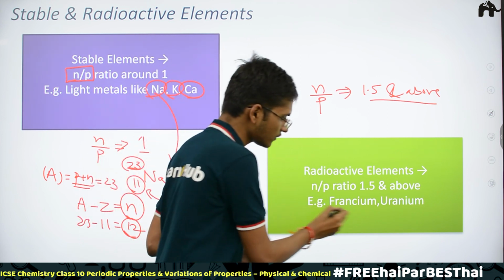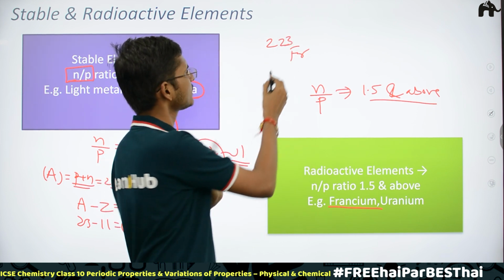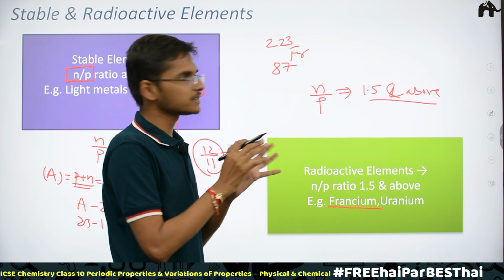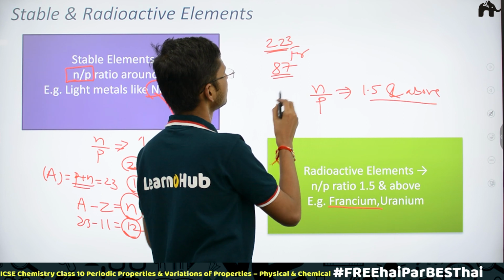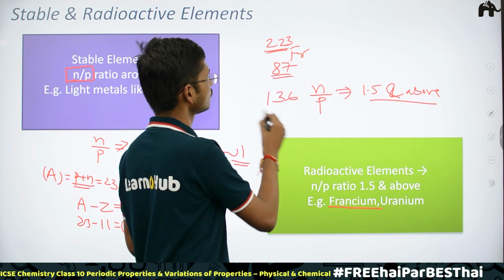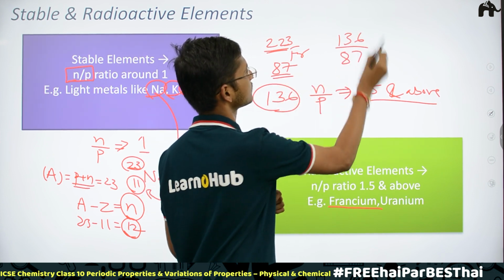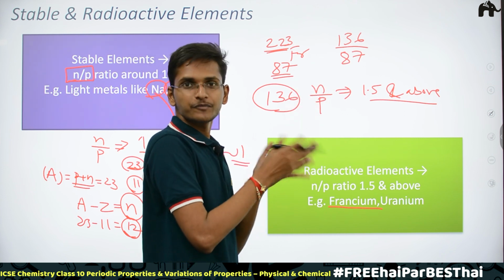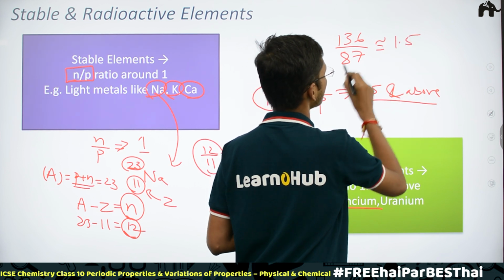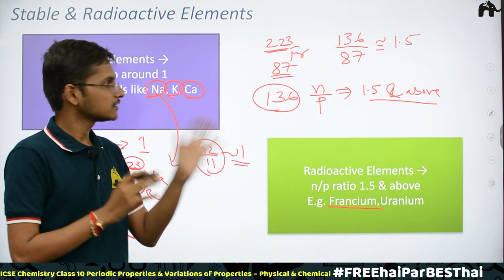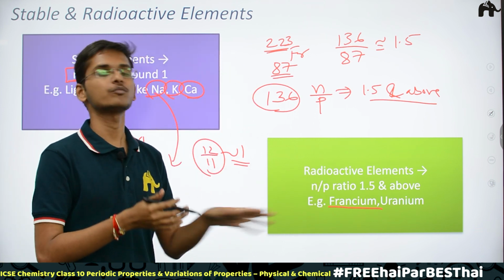So let's take an example of francium. Francium has atomic weight 223 and atomic number 87. No need to remember these things, I'm just trying to demonstrate. So when we subtract 87 from 223, what would it be? It would be 136. So the number of neutrons is 136, protons is 87. Now if you calculate, you can use the calculator as well, you would approximately get the answer as roughly around 1.5. So we also did a cross check for the radioactive elements, that they have a neutron to proton ratio of 1.5 and above.